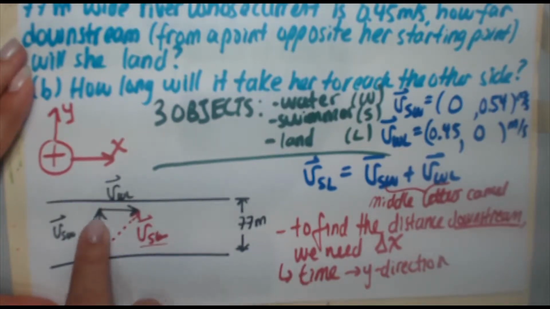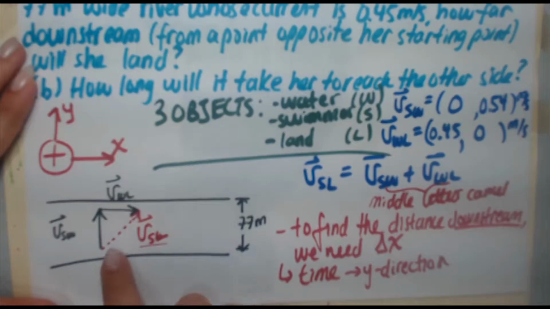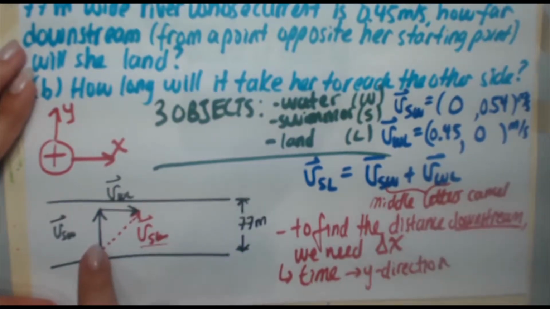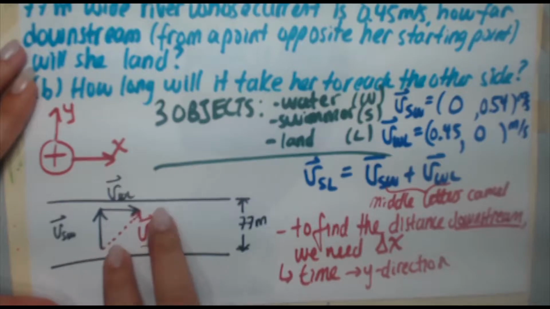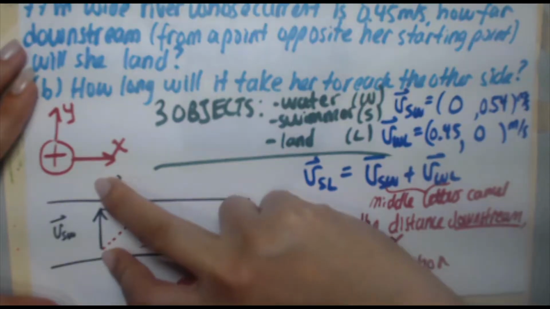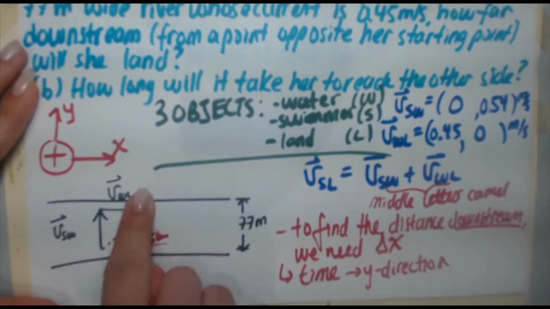Okay, so we had the swimmer trying to go across. We had the water pushing her down, and so the net direction she was moving was slightly to the right of where she was moving originally. Now, for this example, we're trying to find out how to make her resultant velocity relative to the land actually straight, so she ends up going straight across.